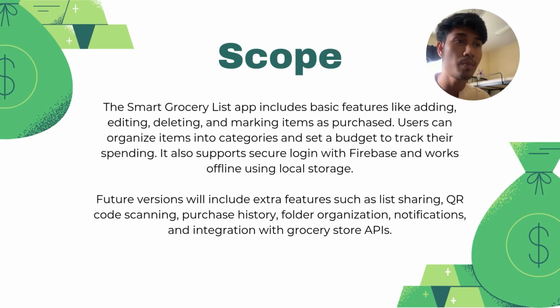So our scope is the Smart Grocery List app, which includes basic features like adding, editing, deleting, and marking items as purchased. Users can organize items into categories and set a budget to track their spending. It also supports secure login with Firebase and works offline using local storage. Our future versions will include extra features such as list sharing, QR code scanning, purchase history, folder organization, notifications, and integration with grocery store APIs.